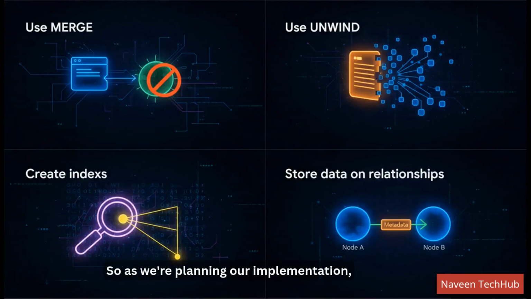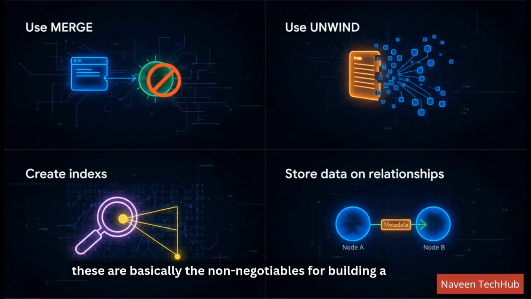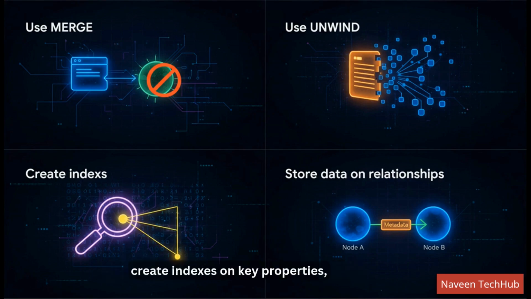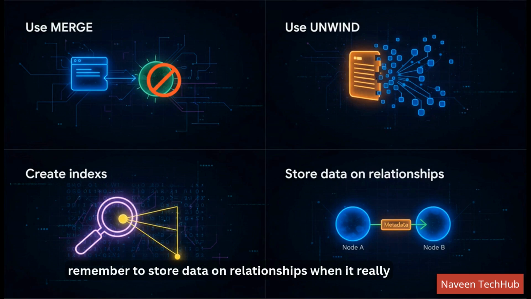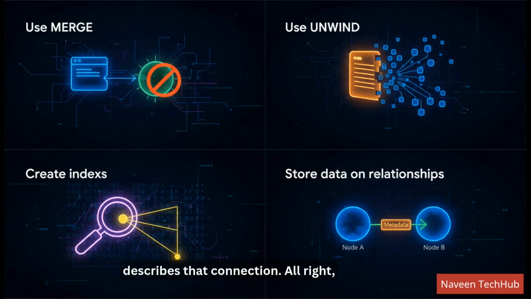So as we're planning our implementation, these are basically the non-negotiables for building a solid high-performance system. Rule 1, always use merge. Rule 2, when you're loading a ton of data, use unwind to process it in efficient batches. Rule 3, create indexes on key properties, just like you would in a relational database, to speed up those initial lookups. And finally, remember to store data on relationships when it really describes that connection.